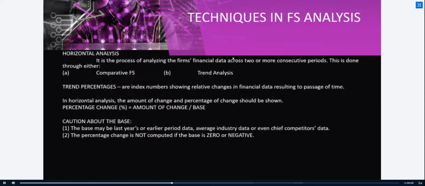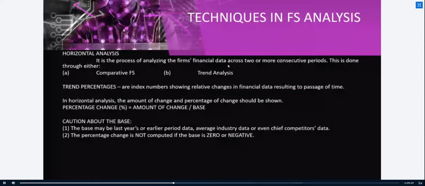So now, what are the techniques in financial statement analysis? Number one, we have the horizontal analysis. Horizontal, it's a line from left to right. So basically like this. It is the process of analyzing the firm's financial data across two or more consecutive periods. This is done through either comparative financial statements or trend analysis. Trend percentages are index numbers showing relative changes in financial data resulting from the passage of time.